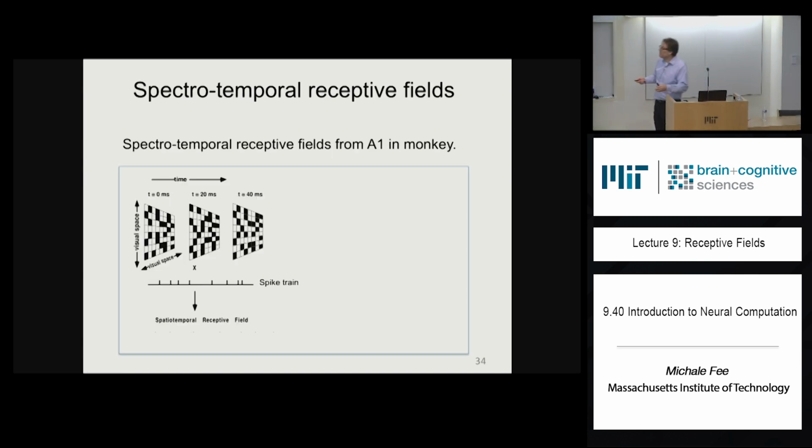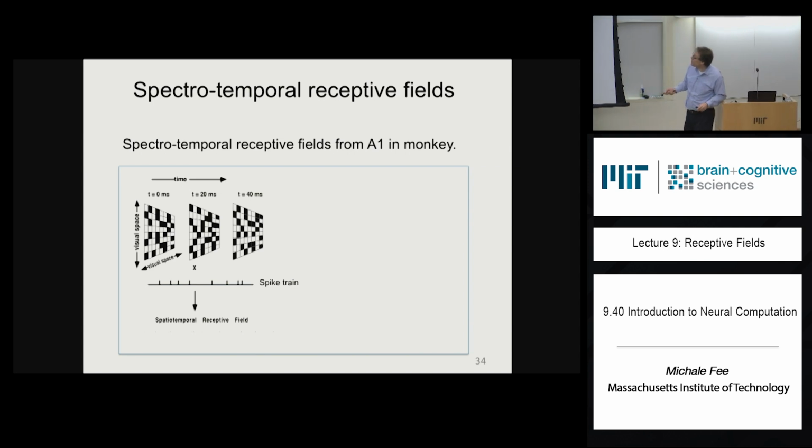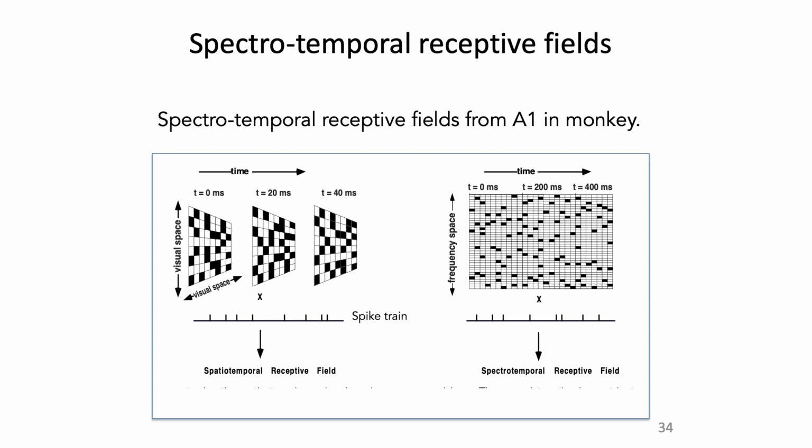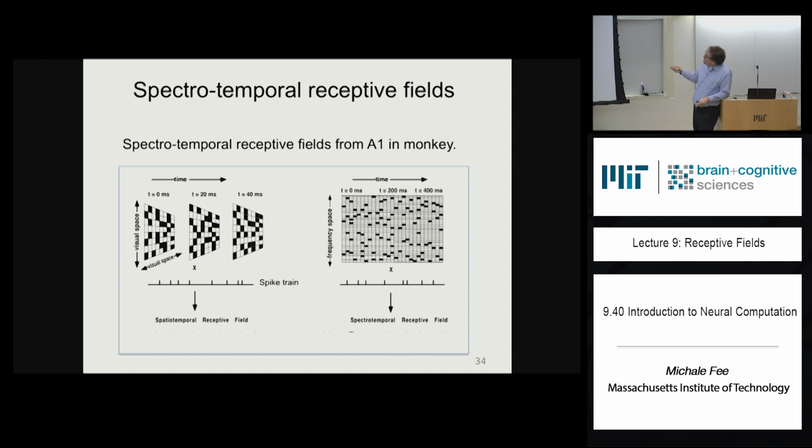So I'll show you, this is from a paper from Michael Merzenich's lab. This was work done by Chris Desharnais, who was a postdoc in the Merzenich lab. And basically what you can do is, okay, so this is for calculating a visual receptive field. For calculating an auditory receptive field, what you can do is play noisy stimuli in auditory space, okay? So what you can do is present random patterns of tones.